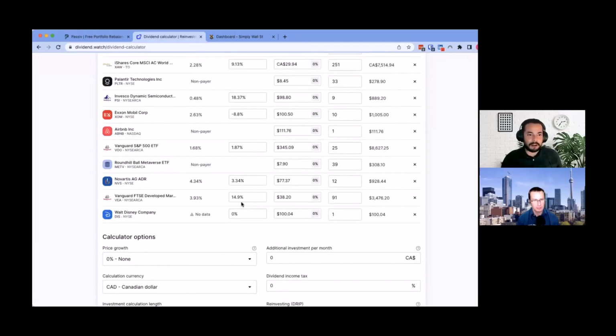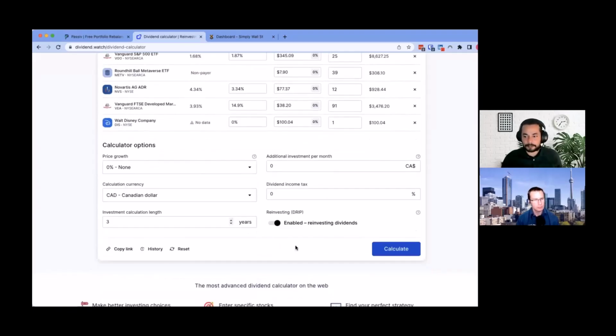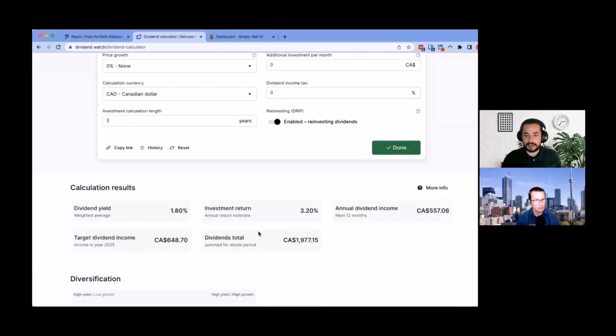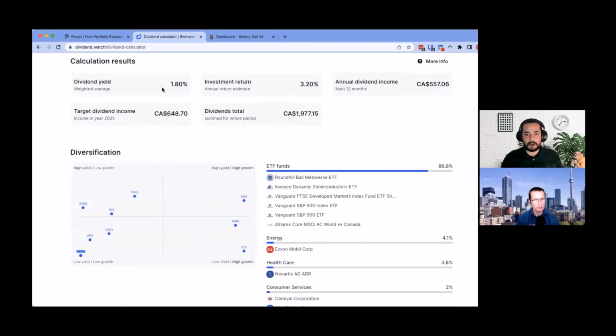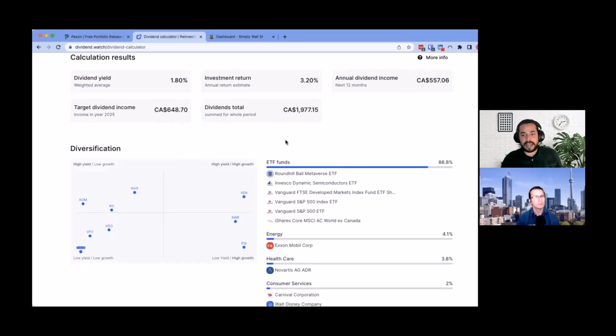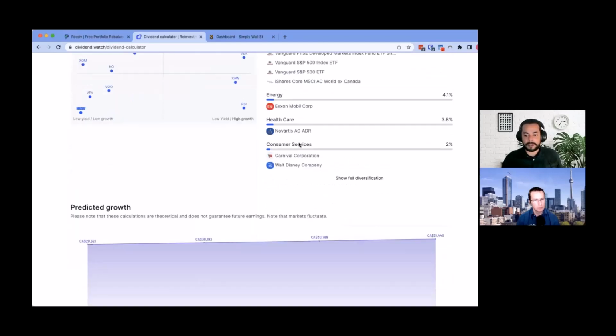It's made up of a lot of cool features all together in one. And yeah, if I click on calculate here, I could see overall what the weighted average would look like, how much annual dividend income I'll get. In this case, I didn't actually add the stock I was looking at, but as you said, it helps with planning purposes.